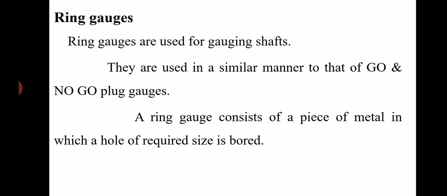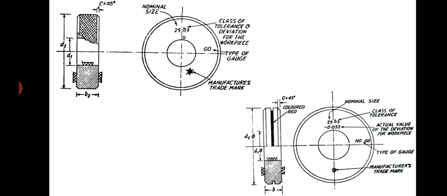Ring gauges. Ring gauges are used for gauging shafts. They are used in similar manner to that of go and no-go plug gauges. A ring gauge consists of a piece of metal in which a hole of required size is bored. These are the two different kinds of ring gauges: go ring gauge and no-go ring gauges for measuring the shafts.